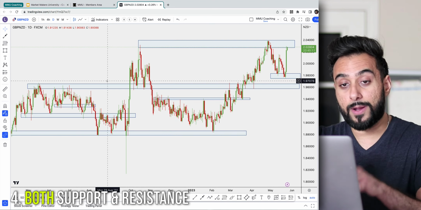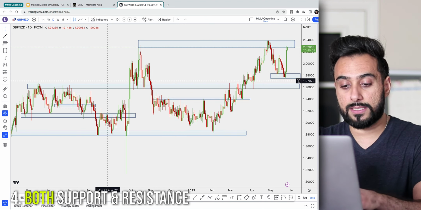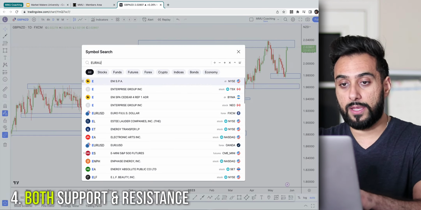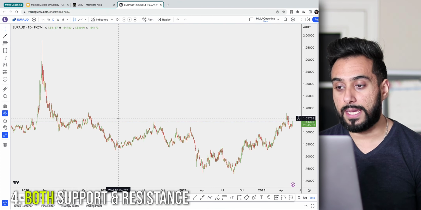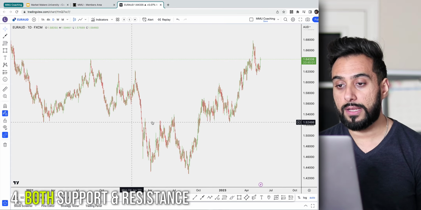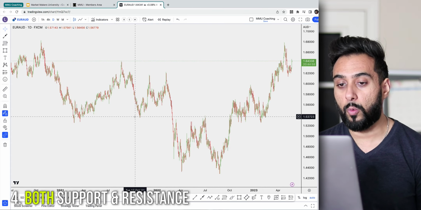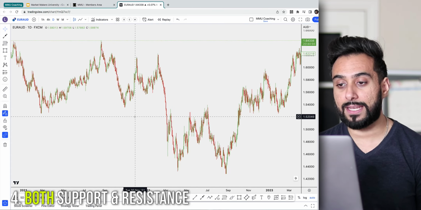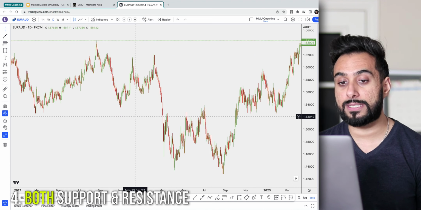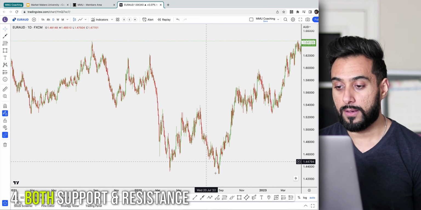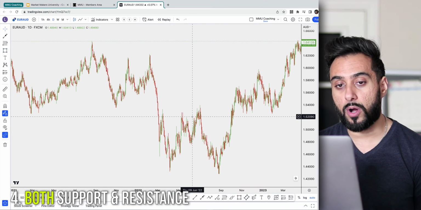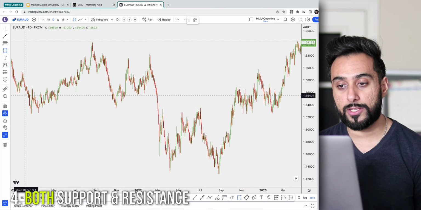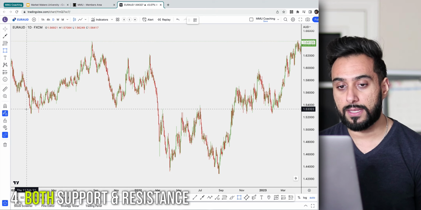That being said, let's talk about another example of these support and resistance areas. We can go to Euro AUD. We are currently on the daily time frame, and here is a clear zone where the market has reacted as a support and resistance area both. Yes, there's multiple support and resistance areas like down here, but since we're on criteria number 4, let's talk about this one specifically. So notice this area right over here.